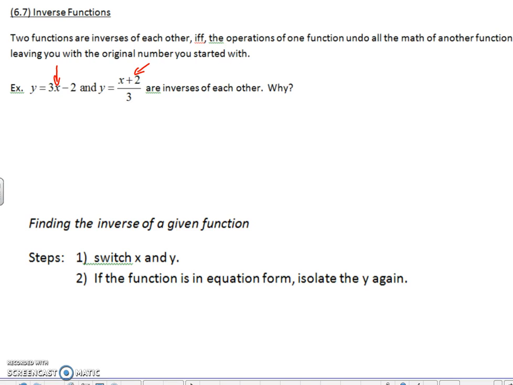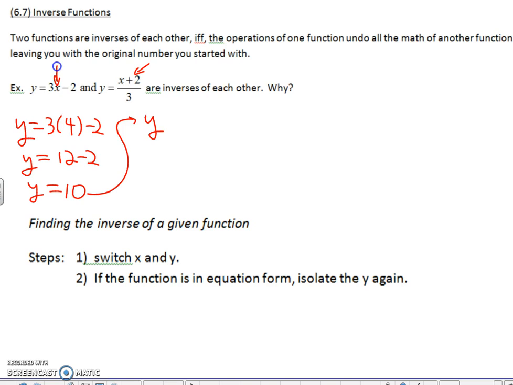And why? Well, I'm going to do this in a couple of ways. The first thing is, I'm going to just test to see if it's an inverse. I'm going to pick some random number. Young lady in the back, give me a number. 4. I'm going to plug 4 in for x in this first equation. I'll get y equals 3 times 4 minus 2, so y equals 12 minus 2, so y equals 10. Now, I'm going to take this 10, and I'm going to plug that back in to this second equation and see what the result is.